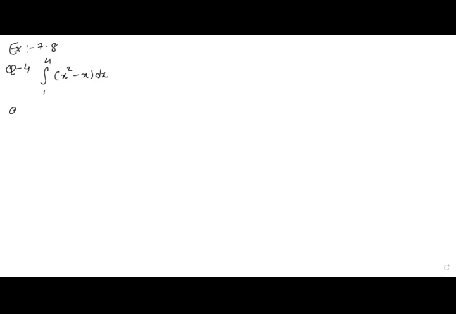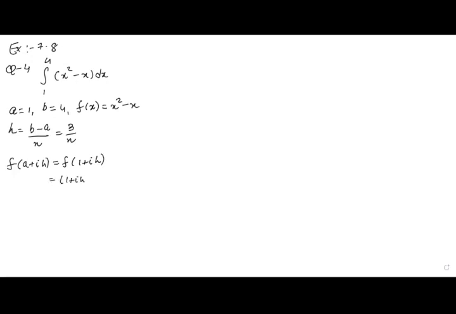If I compare, then I will get a value of a as 1, b as 4, and my f of x will be x square minus x. We'll find the value of h by using the formula b minus a upon n. So it will be 4 minus 1, that is 3 by n. I will also find f of a plus ih, that is f of 1 plus ih. Keeping the value in f of x, I will have (1 plus ih) whole square minus (1 plus ih).